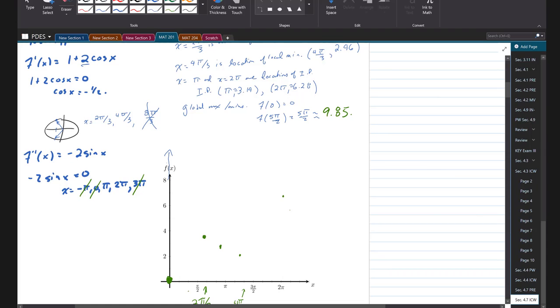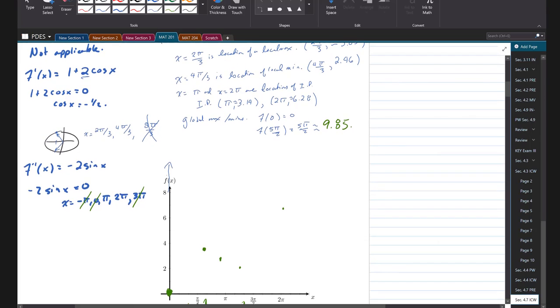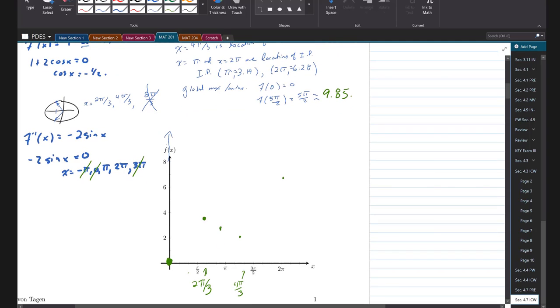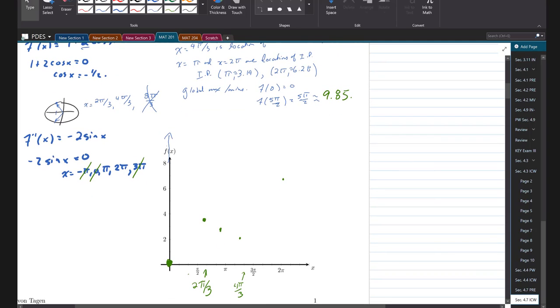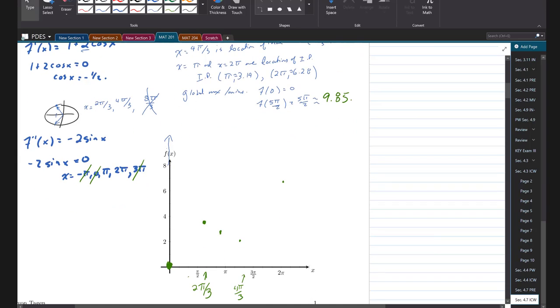Okay. And then we plugged in, let's see here, 5 pi over 2 as our endpoint, and we got 9.85. Let's see, where's 5 pi over 2? That's right here, I believe. Is that right? 1, 2, 3, 1, 2, 3. Yep. So that's up here.